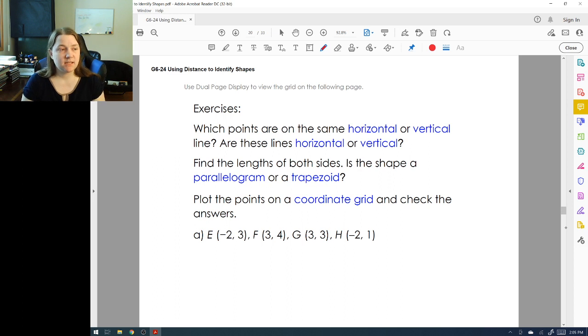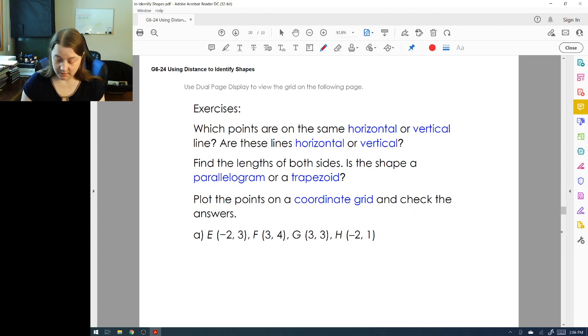Let's go ahead and take a look at one more quadrilateral. We're going to look down here. I want you to look and see which points are on the same horizontal or vertical lines. Are the lines horizontal or vertical? Find the lengths of both sides to figure out if the shape is a parallelogram or a trapezoid.